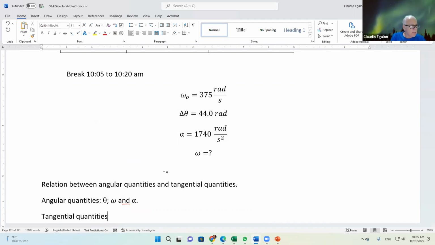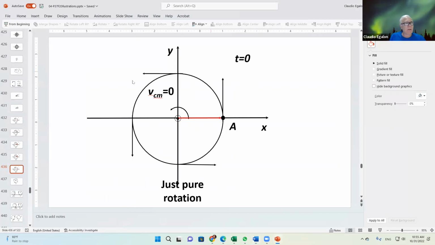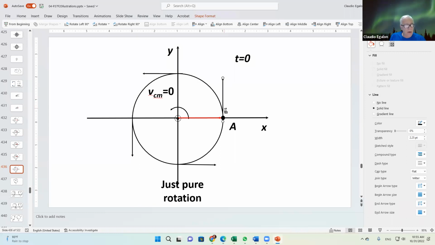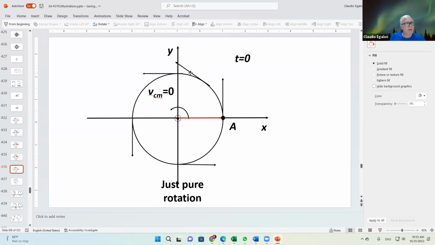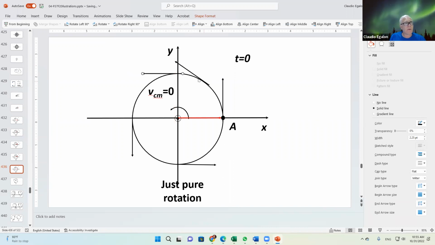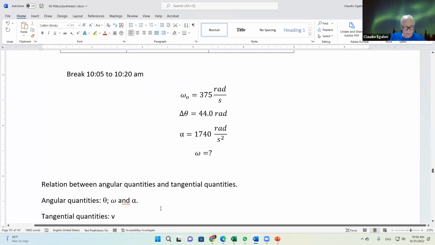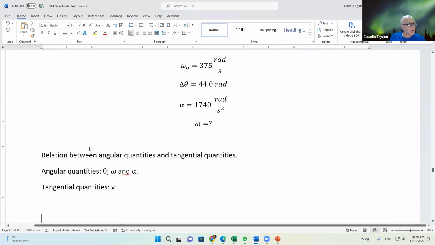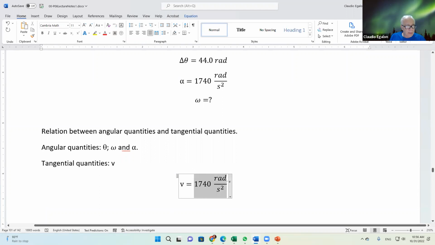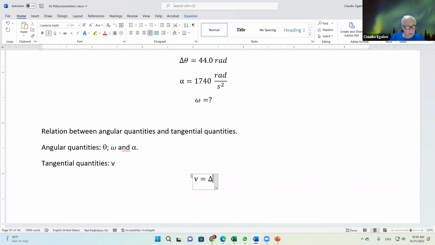One of the tangential quantities is the velocity, because the velocity is always tangential to the path, right? If you put this object to rotate here, you're going to have a vector velocity here, and a vector velocity here. And this vector velocity will always be tangential to the path of the particle. And this velocity is going to be delta S over delta T.